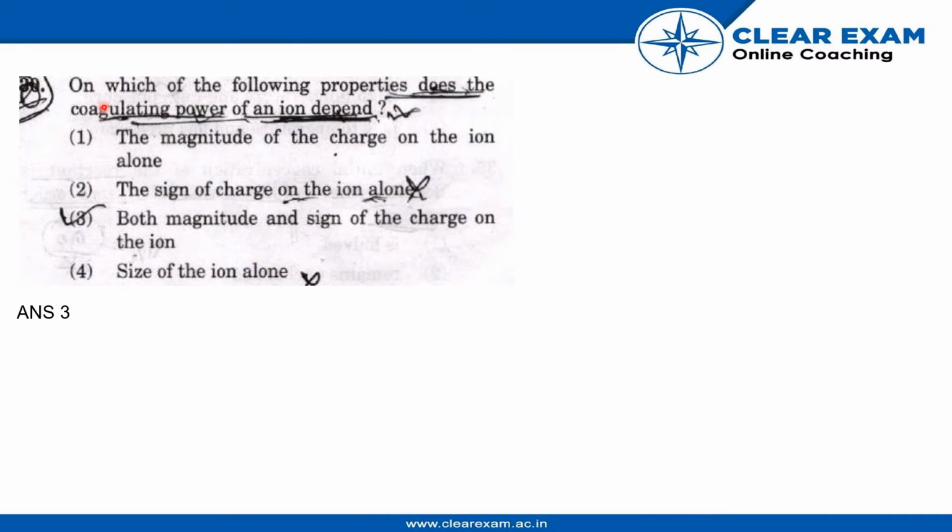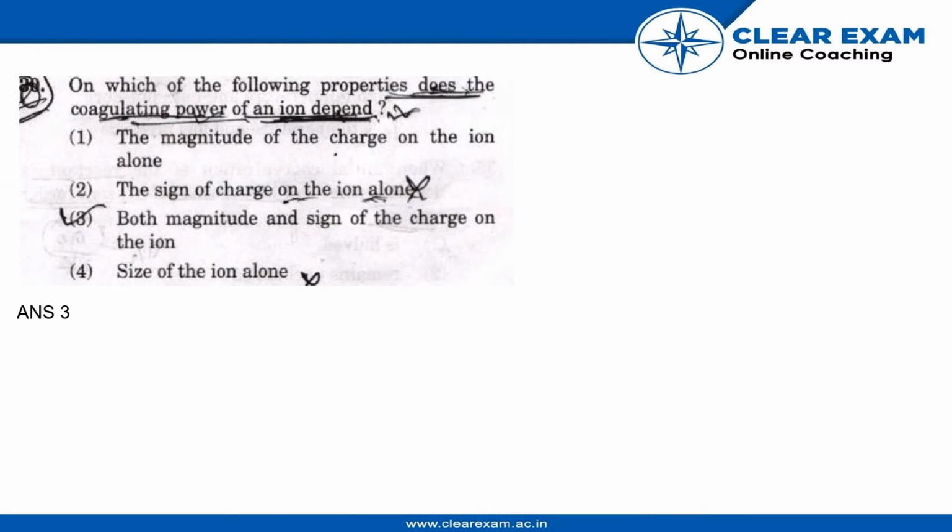So the question is, on which of the following properties does the coagulating power of an ion depend? The options are the magnitude of the charge on the ion alone, the sign of the charge of the ion, both magnitude and the sign of the charge on the ion, and the size of the ion.